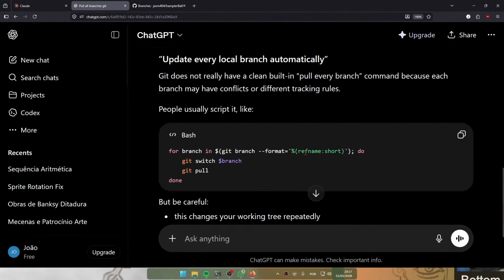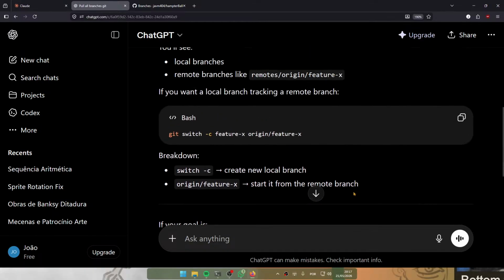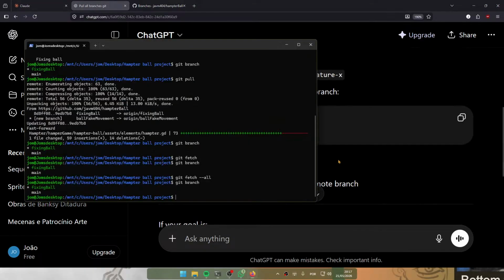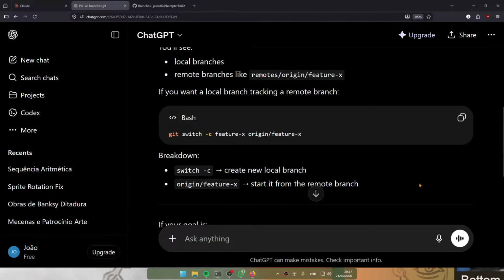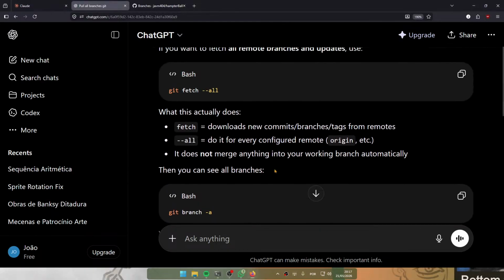Update every local branch automatically. People usually script it. For branch in git branch format, do git switch branch, pull, to create git switch. Okay, hold on. So if I do git branch -a, so if I do git switch, git checkout. I'm getting confused. Hold on.